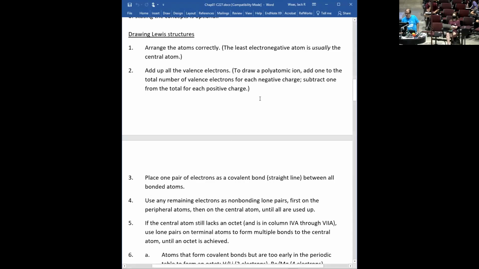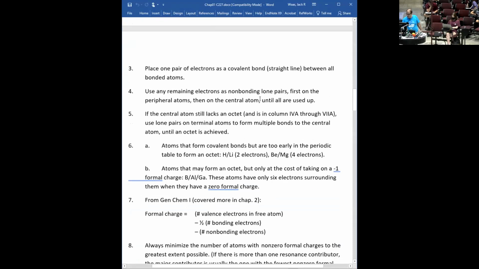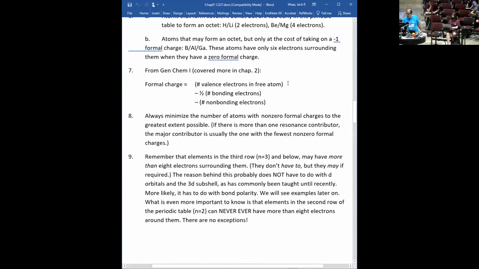I've given you in the class notes one method for drawing Lewis structures. It's not the only way. You might find it useful at the beginning as you refresh your memory again, but this is one way of doing it. I've also reminded you here of the formula for formal charge.